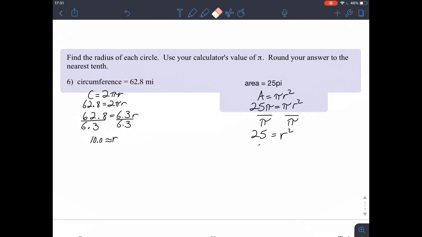Now in 7th grade, you guys are only expected to find the square root, or the number that was being squared, of our perfect squares. Those are numbers that you get when you multiply a number by itself and can easily be found on a multiplication chart. So using what we know about our facts, we know that 5 times 5 is 25. So if r squared is 25, then r would be 5.